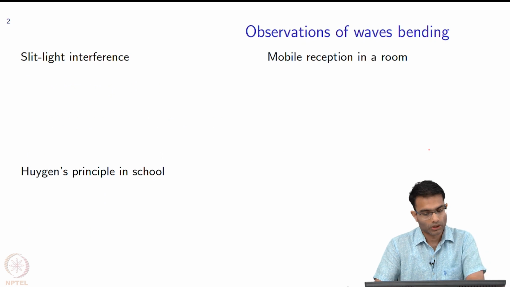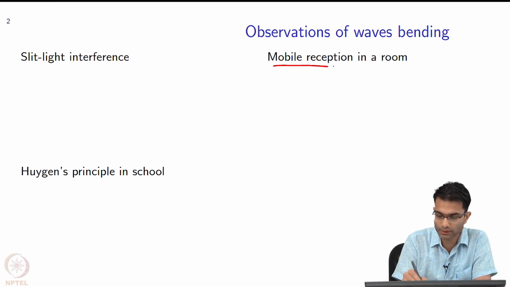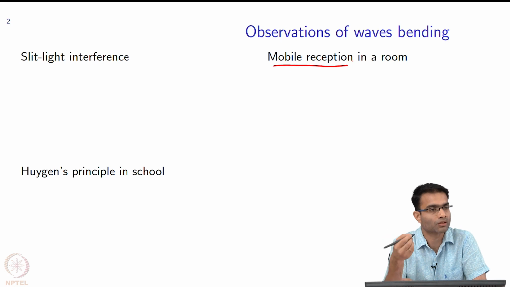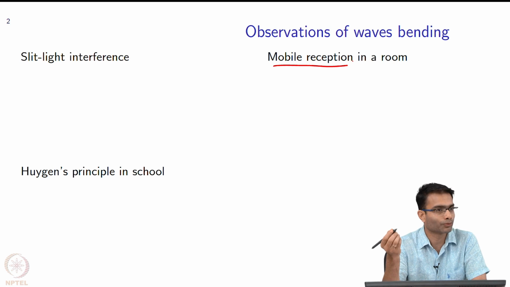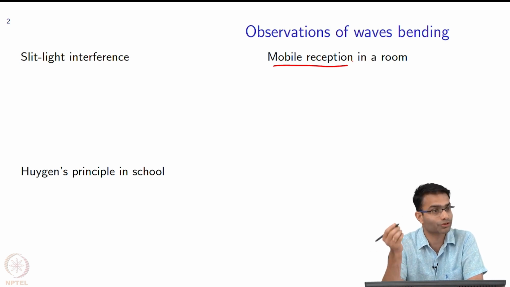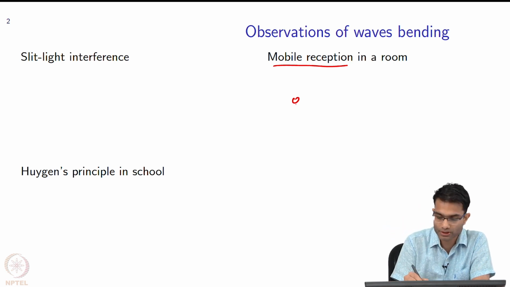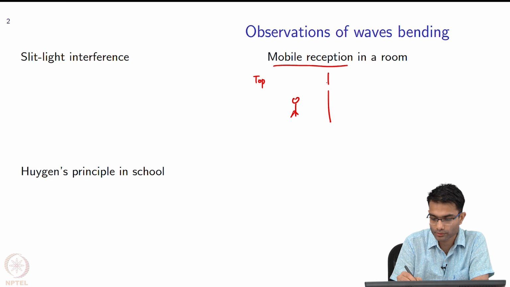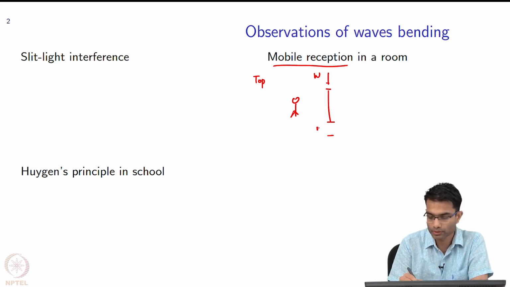Let us start with this simple idea of mobile reception in a room. For example, you all are sitting here in this room. If you pull your phones out, hopefully if it is on silent, you should find that you are getting a signal. Now, let us say that you are sitting over here. Let us call this the top view, and let us say this is a window, and there is a door over here, and your mobile tower is somewhere over here, which is sending out signals everywhere.